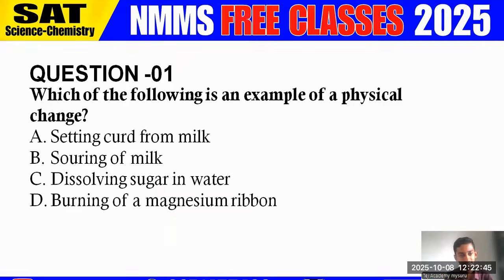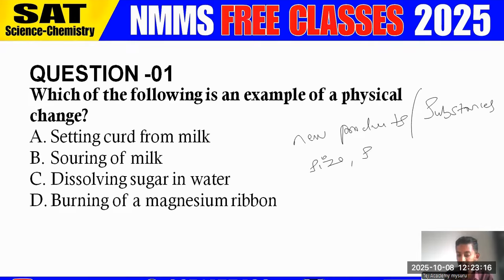Question number 1 says, which of the following is an example of a physical change? So dear students, before going to see the options, what is physical change and what is chemical change? Physical change is a change in which no new products or substance will form, and it may change in size, shape and state.